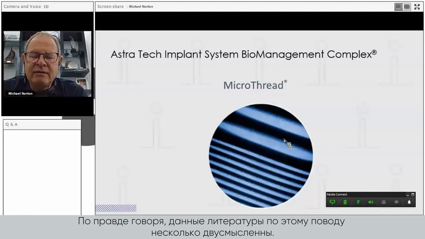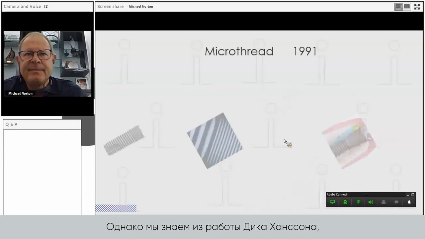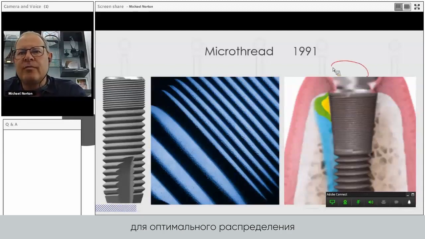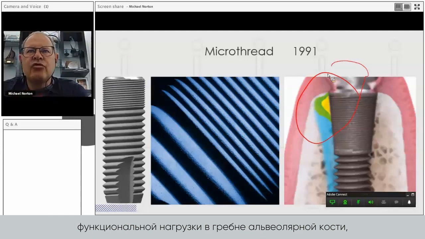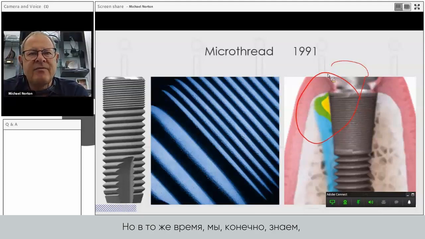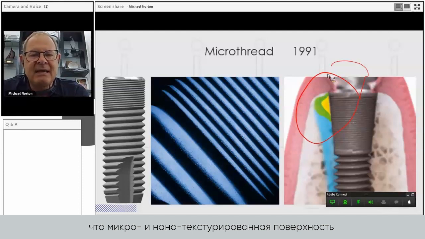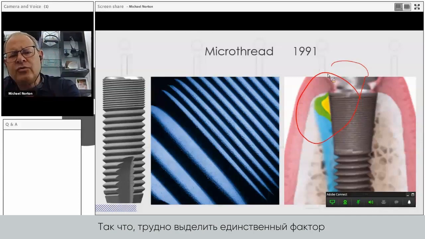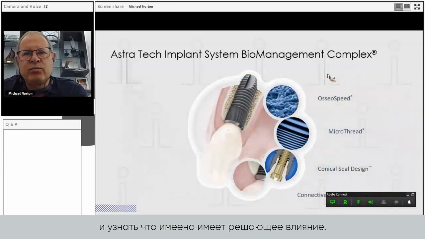The truth be told, the literature is somewhat equivocal on this. We do know from Stig Hansen's work that the microthreads are critical to distributing the functional loads in the crestal bone, and that may have a very powerful impact on maintaining crestal bone levels. But at the same time, of course, we know that at the micro and nanometer level, the textured surface does the same thing. So it's hard to tease out the data and know if it's one more than the other.